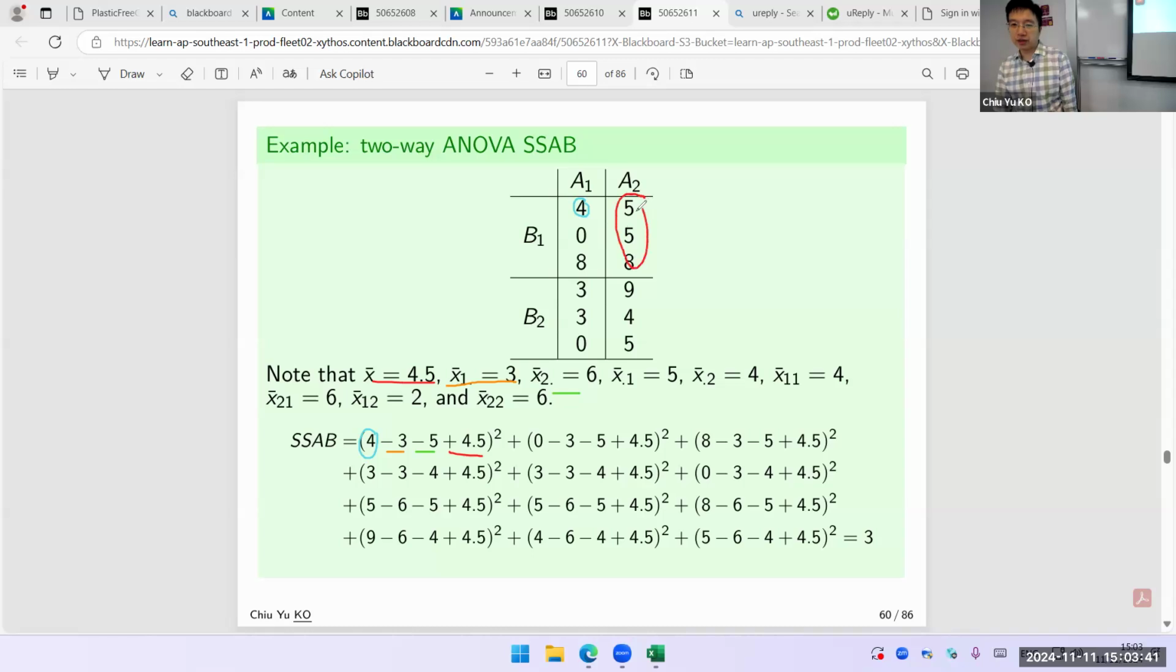And this one will be, you take the value and subtract its column mean, 6, subtract its row mean, which is 5, and add back the overall grand mean, it's the same. If you are in doubt, go back to this slide and you're able to do it. As I said, you only do it for one assignment once, because you use Excel to handle this anyway.